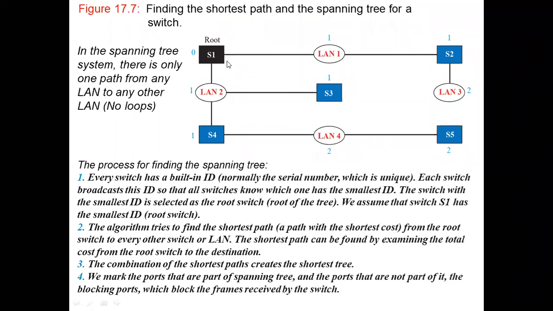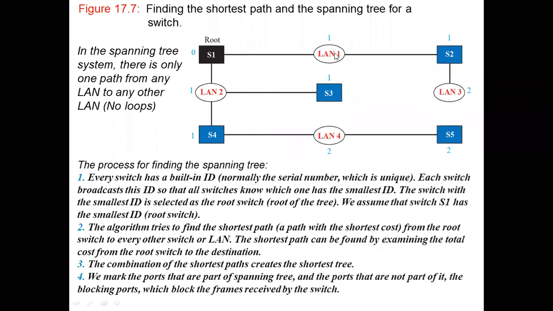Similarly, the reverse, LAN to switch, is 0. Right? So based on that, we are going to find the cost, and accordingly, we are going to find the shortest path. Say, for example, from switch 1 to LAN 1, the cost is what? The hop count is 1, so we will assume the cost as 1.